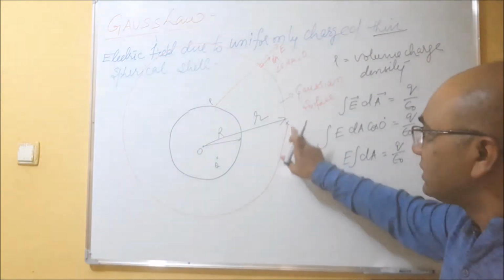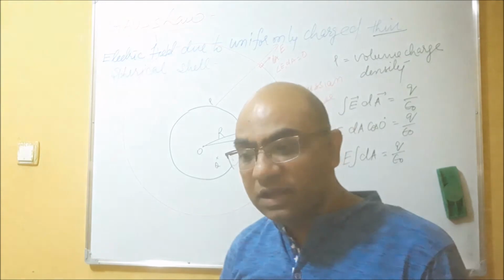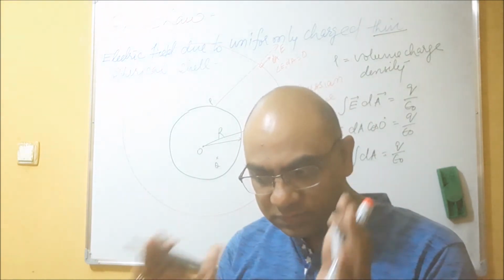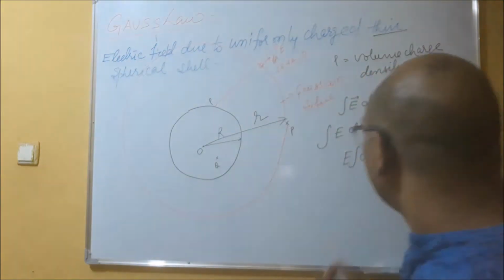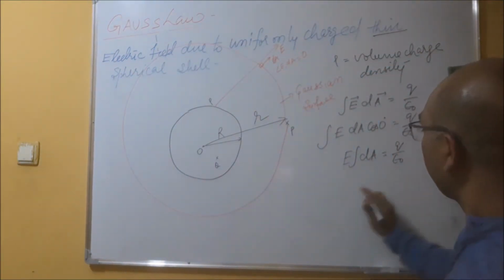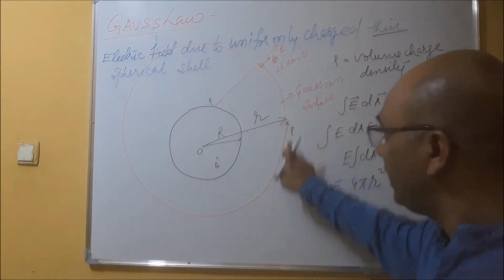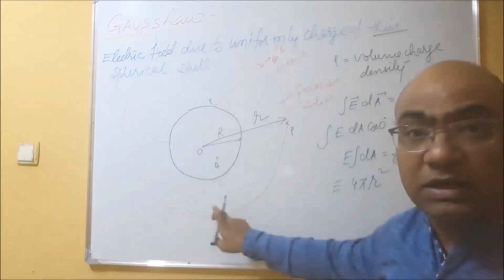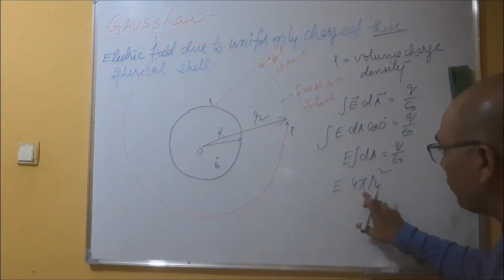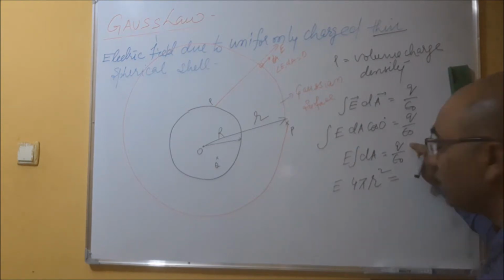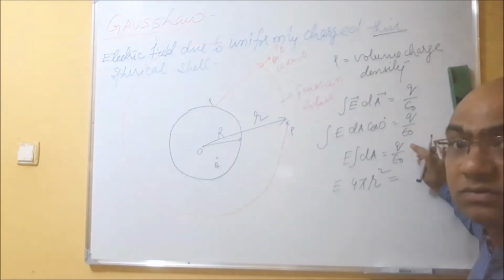So at this point P, what would be the surface area? What is the value of the surface area for a sphere? 4 pi r square, right? So the area of this red spherical surface is 4 pi r square, so E times 4 pi r square equals to, what is the Q? The charge enclosed by this surface, right?